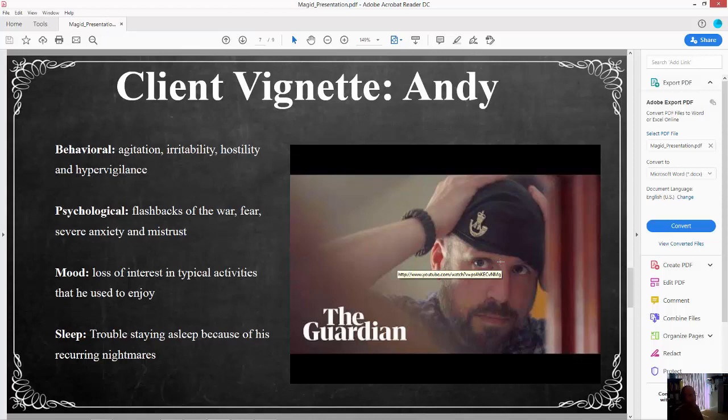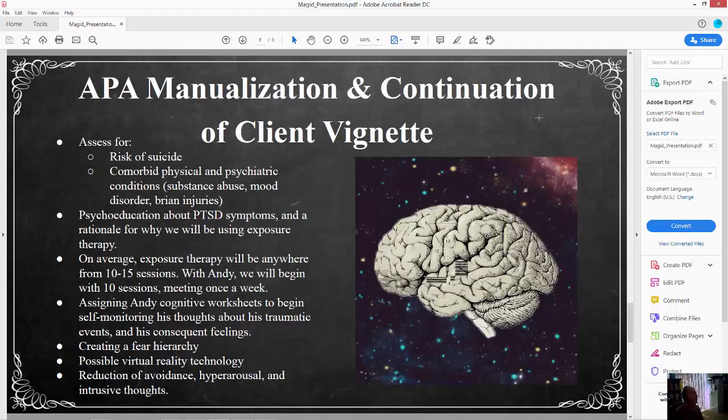And then the vignette goes into describing how the therapy helped him. In the APA manualization, continuation of the client vignette, we want to look also for risk of suicide, and so forth and so on. This is what the student presented.